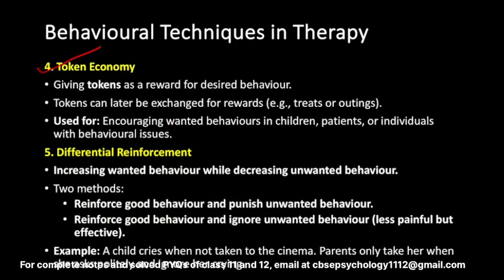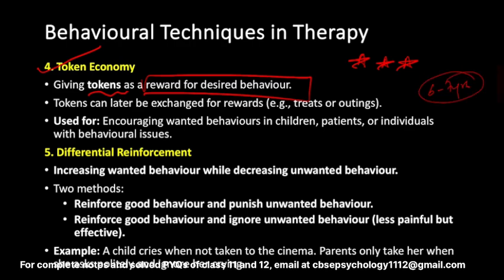Now token economy is where small tokens are given as a reward for desired behaviors. For example, for children it could be in the form of star charts. Usually children do not wet their pants at night. There is no bedwetting after 6 to 7 years of age. However, in some children it might persist beyond that, something which is called enuresis.